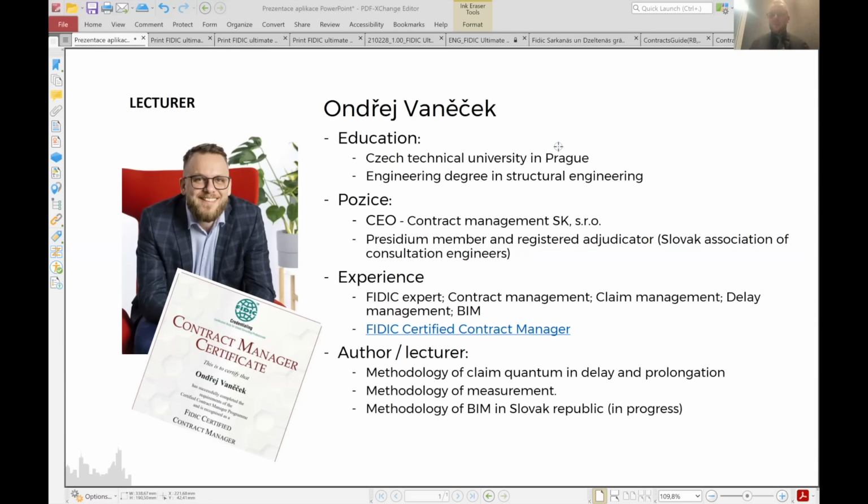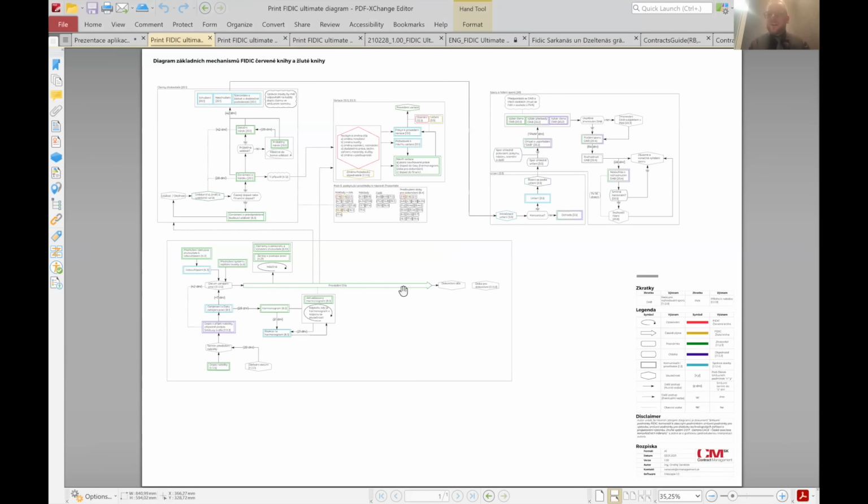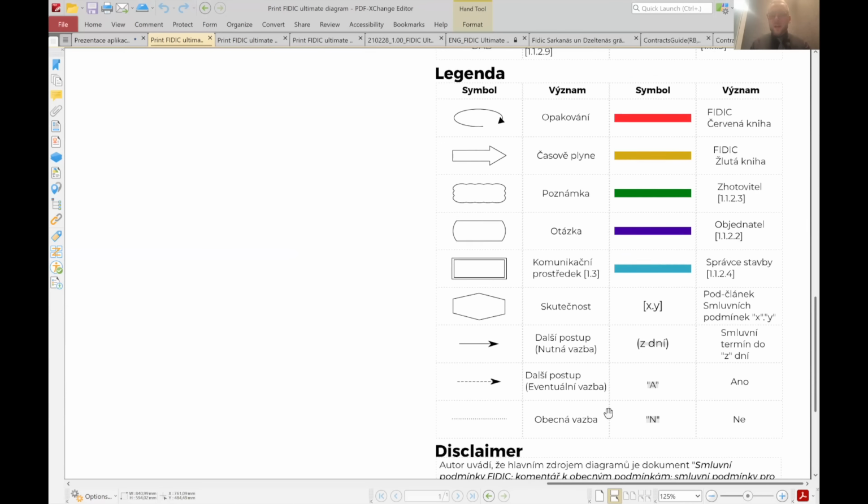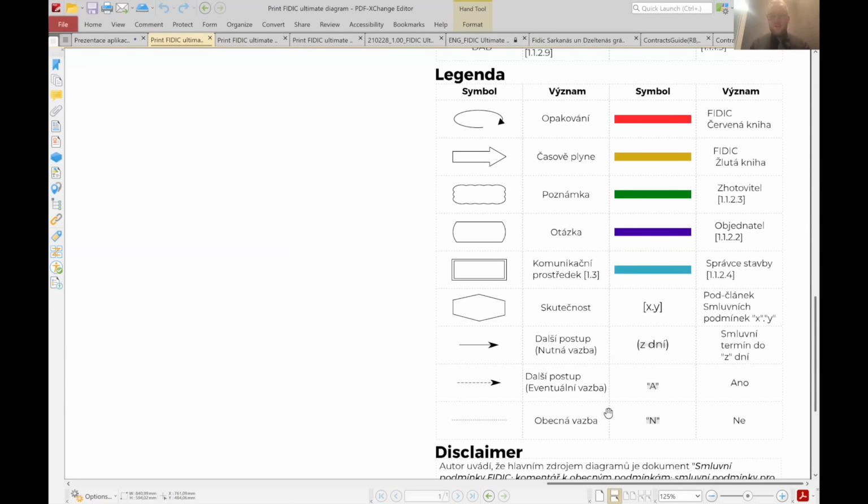First of all, I will start completely at the beginning. I will try to show you how I started with the Fidic Ultimate Diagram. This is actually the first version that I found on my computer when I was starting creating it. As you can see, it's quite different from the diagram that we have now, but the only thing that hasn't changed is actually the basic legend and the basic principle of how I made the diagram. So this will be the first thing I will try to explain to you, how the Fidic works and how to read it, because this is the only thing that hasn't changed since the first version.